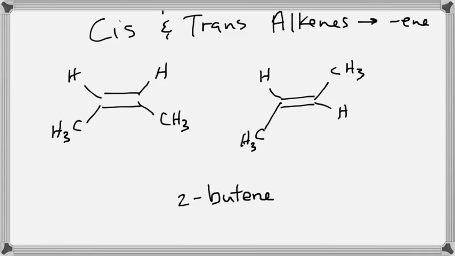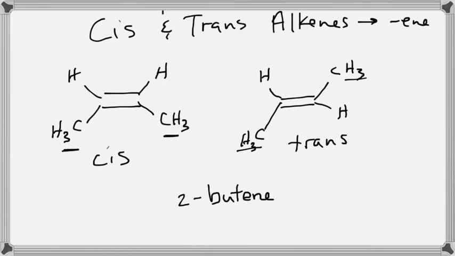As you might be able to guess from what we learned with the cycloalkanes, if our major groups are on the same side of the double bond, we'll refer to it as cis. If they're on opposite sides of the double bond, we'll refer to it as trans. Now, trying to decide between these two, which of these is more stable than the other?